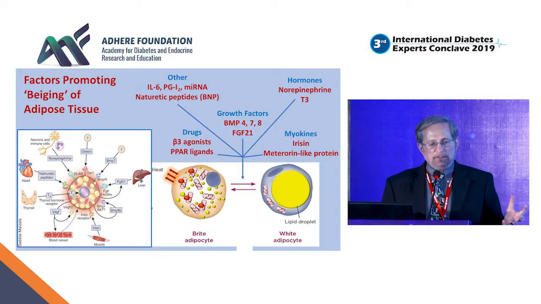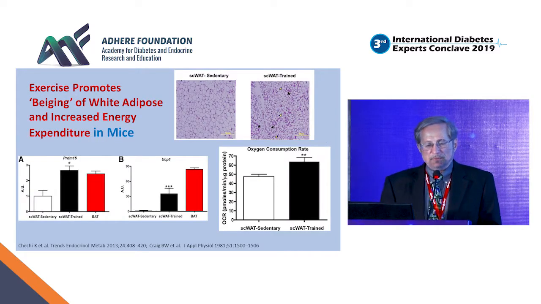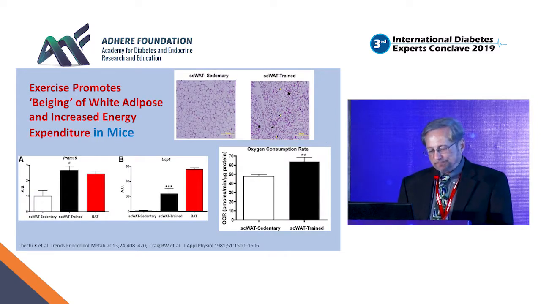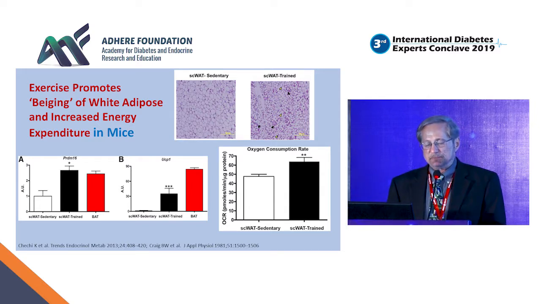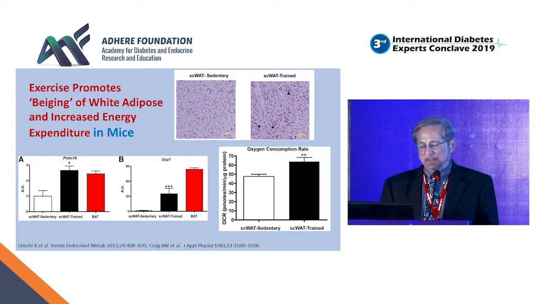So this looks pretty good, doesn't it? We should be able to harness some of this therapeutic potential to induce beiging of white fat. A lot of this research is done in the mouse, including exercise. Exercise promotes beiging of white adipocytes and increased energy expenditure in mice.